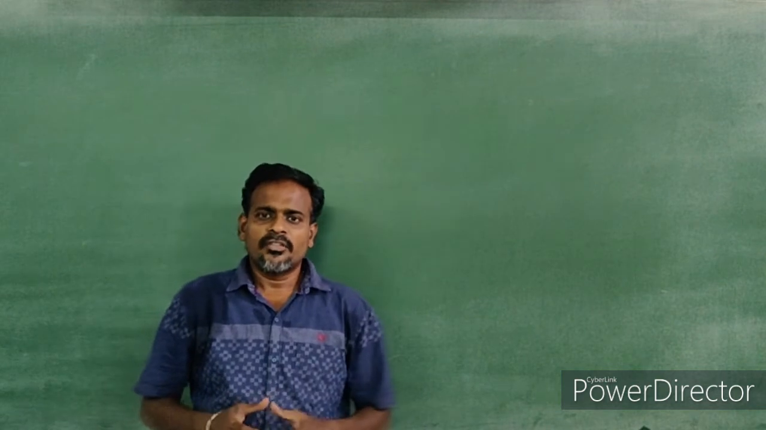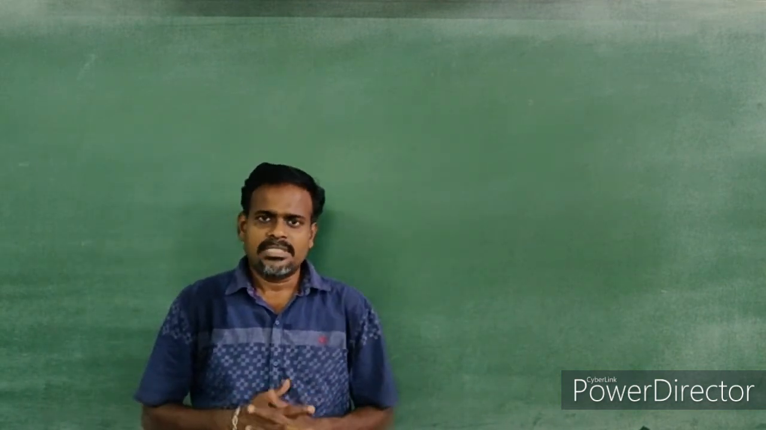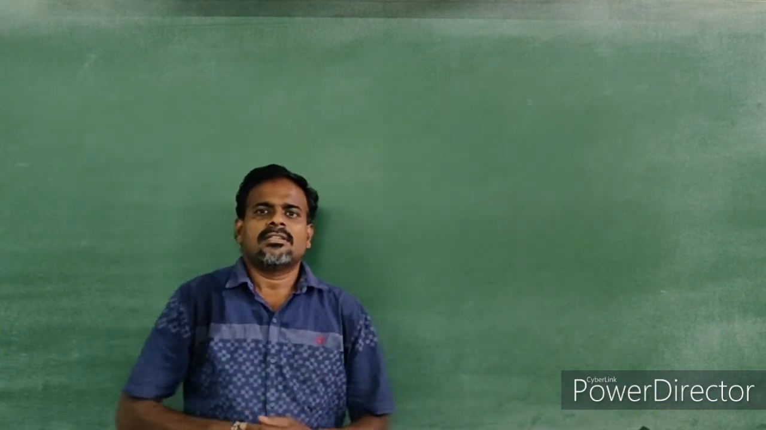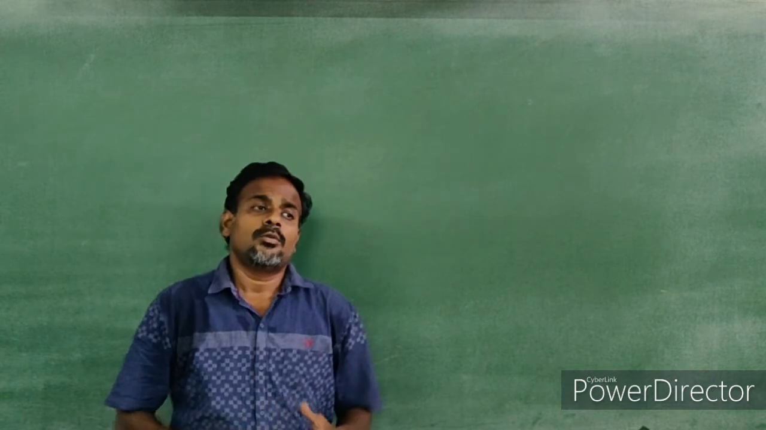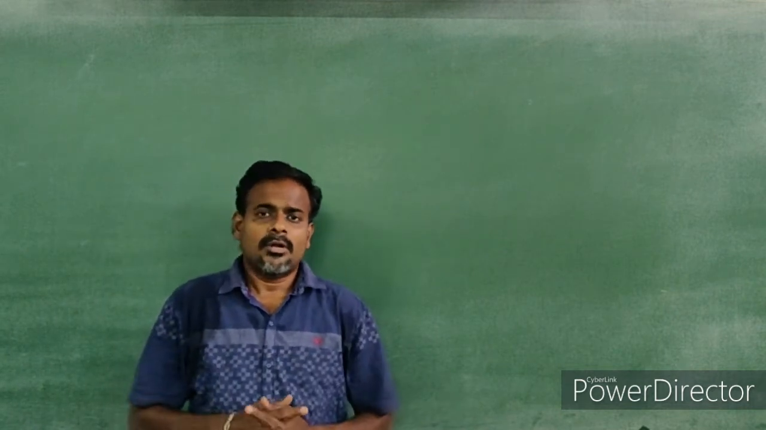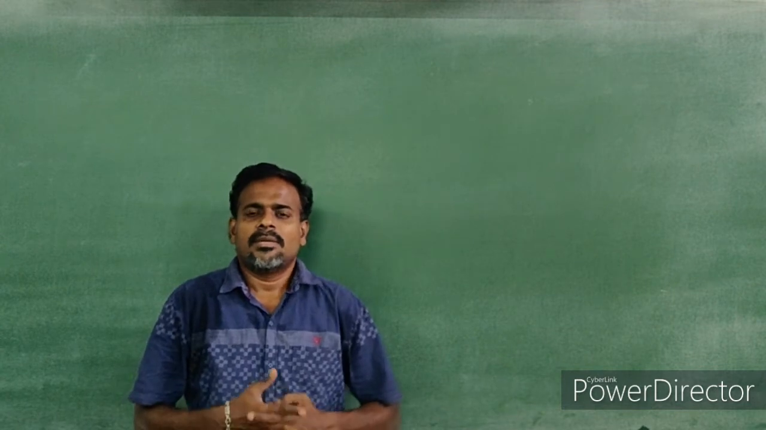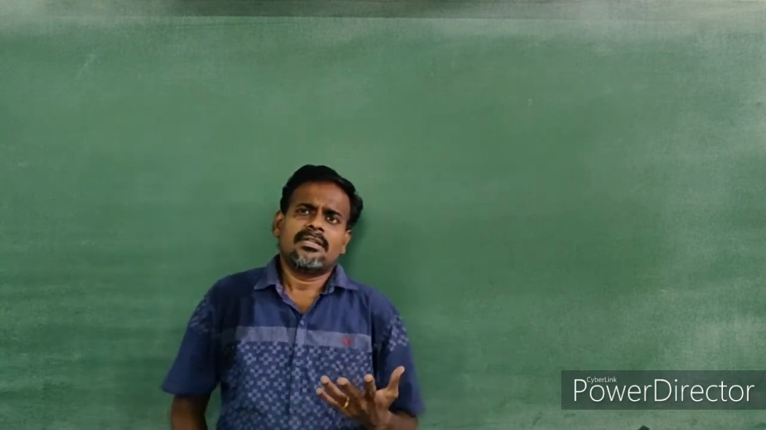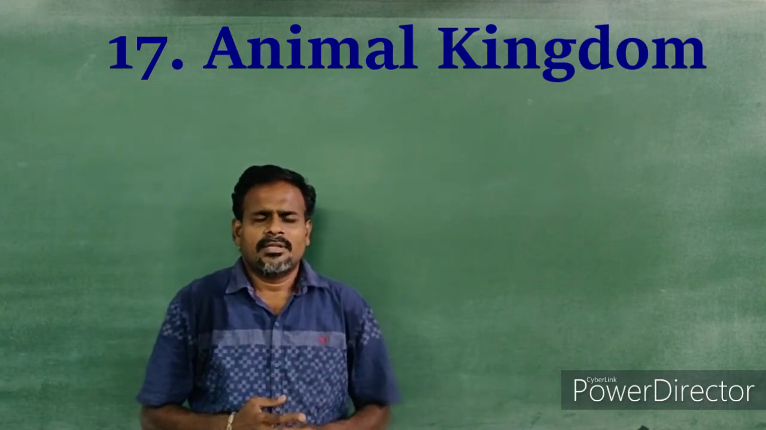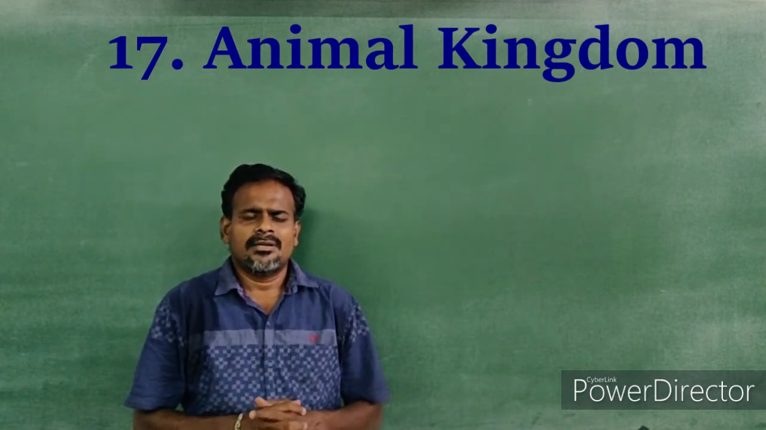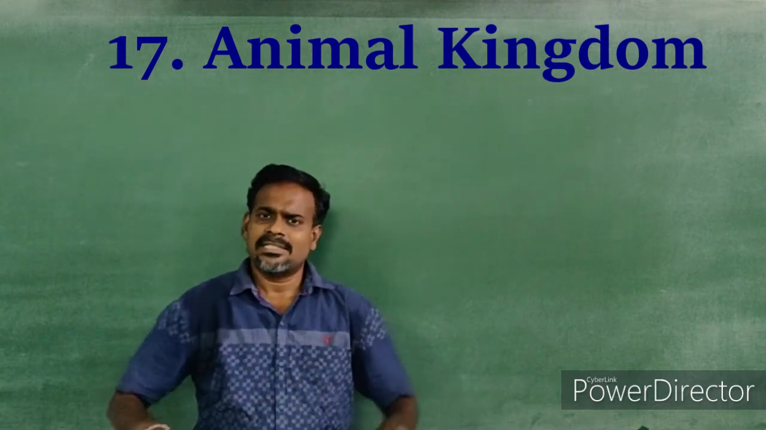Out of about 25 lessons in 9th standard, there are 8 biology lessons, on which I am going to concentrate. It is very difficult to go through all the lessons, but still I will try my best. Our first biology lesson is chapter 17, Animal Kingdom. In this lesson, we are learning about how animals are classified.